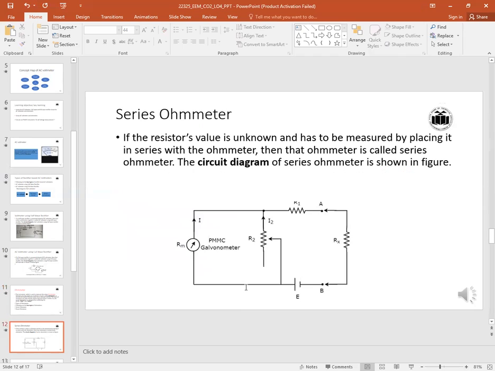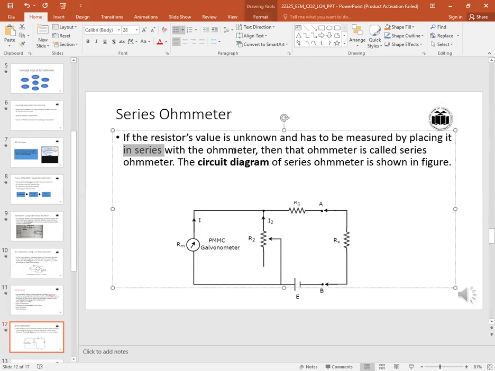So we will see first the series ohm meter. Here in this diagram we can see the series ohm meter. If a resistance value is unknown and it has to be measured by placing it in series with the ohm meter, then that meter is called the series ohm meter.